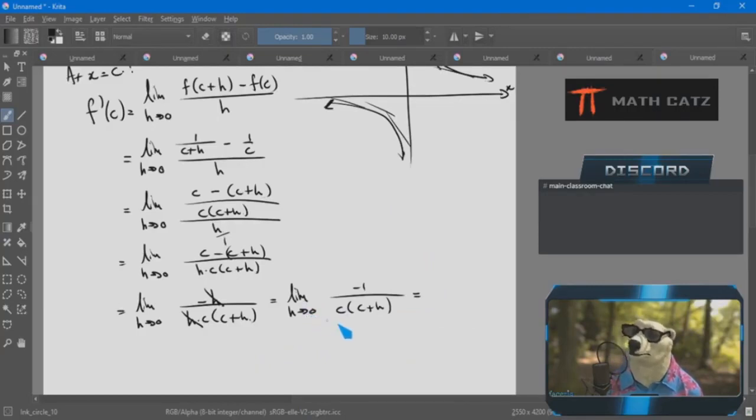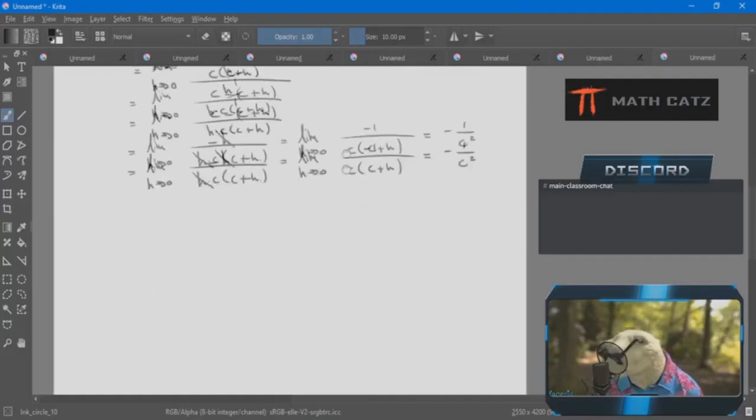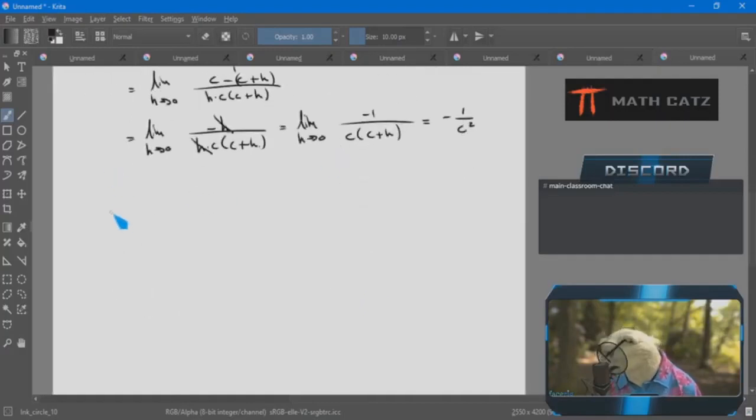When h is 0, this is a rational function in h. h is my variable. I can plug in 0. I get negative 1 over c squared, because c plus 0 is another c. So, it's not that bad. You do it a few times, it's okay.